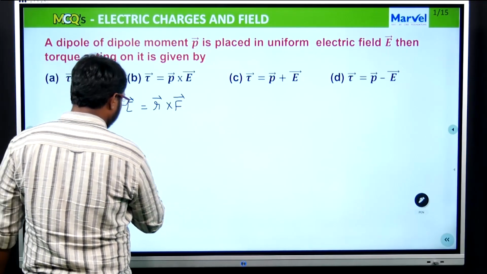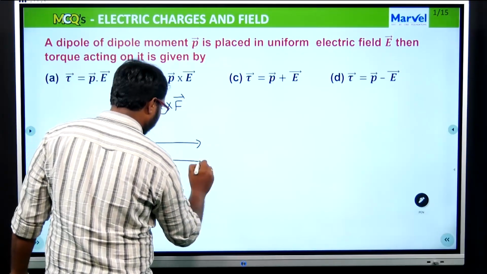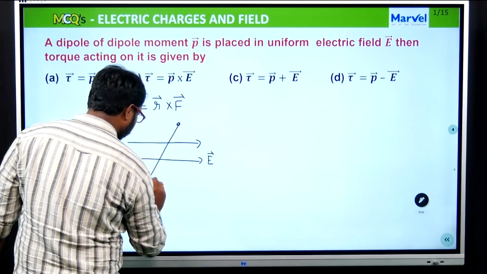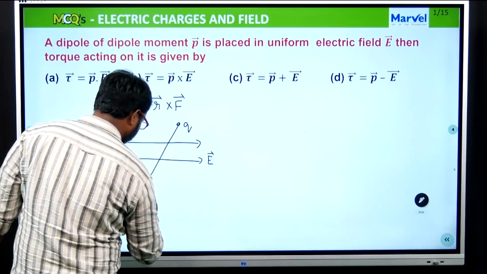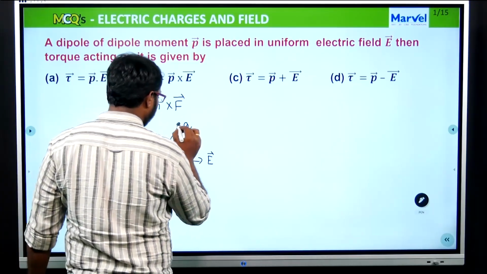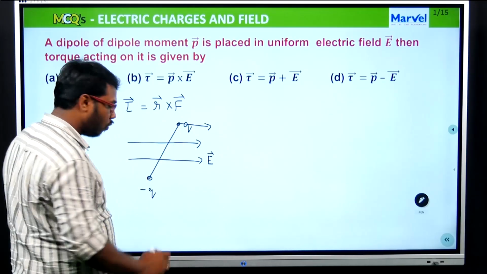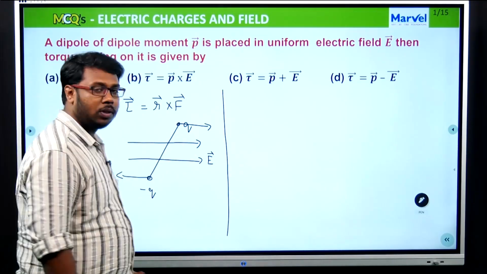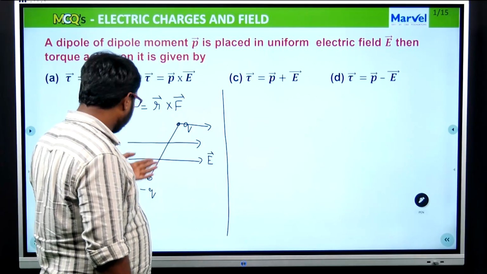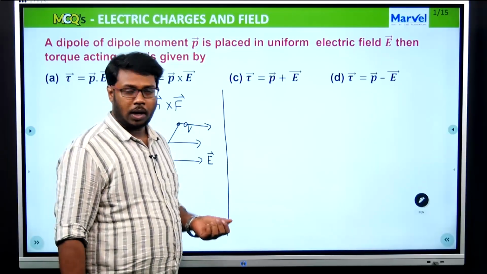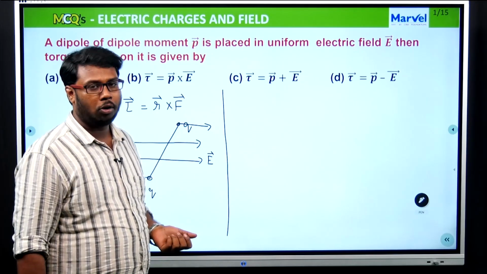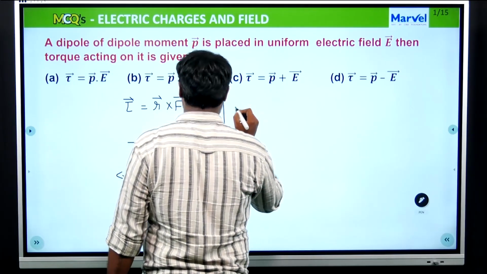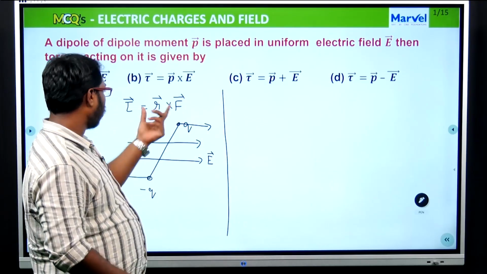Now in a uniform electric field, if we place a dipole which is like this, I will call this positive Q and this negative Q. This positive Q will experience a force in this direction and the negative charge will experience a force in this direction. These equal but opposite forces acting on the two ends of the dipole will constitute a torque, and the equation reduces to a cross product.